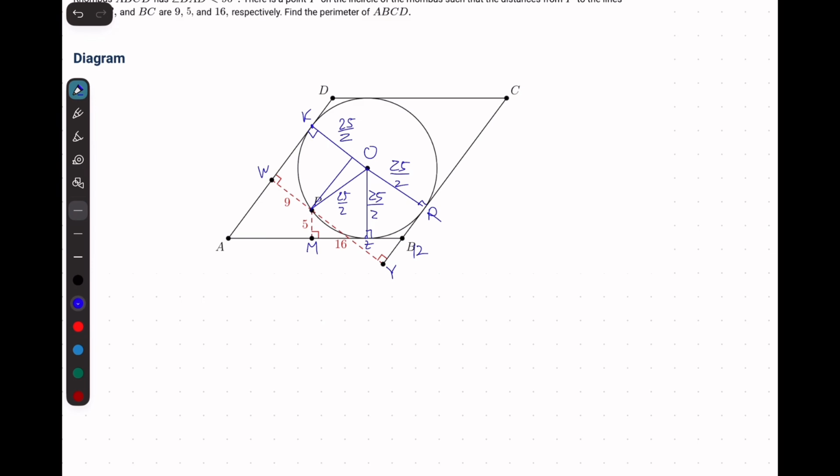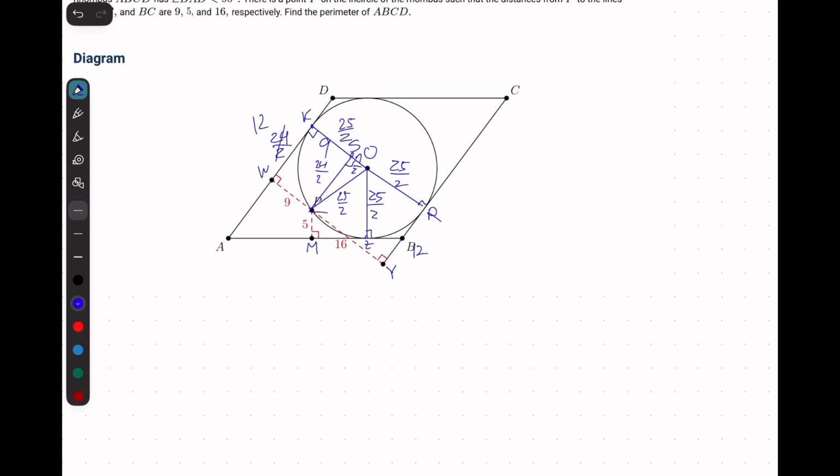Now let's draw a line that's perpendicular to KO from P, and let's say that this is S. Then KS is 9, and SO is 7 over 2. Therefore, by the Pythagorean theorem, 25 squared minus 7 squared equals 24 squared, so PS is 24 over 2, which also is the length of KW, since SP and KW are parallel. So KW is 12, and so is RY.